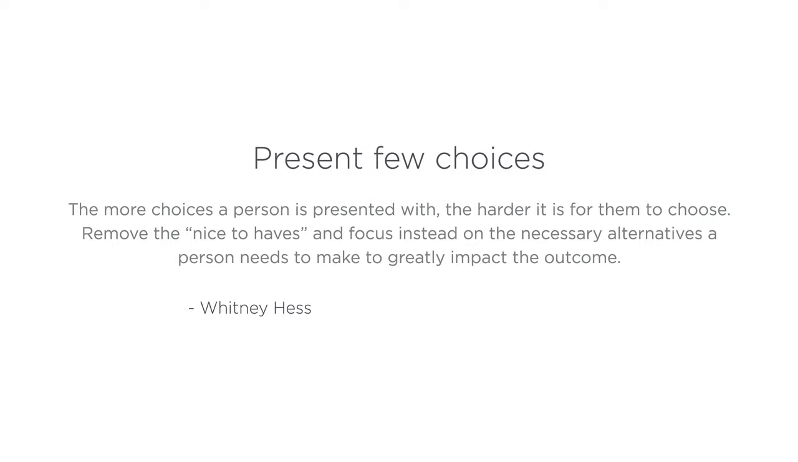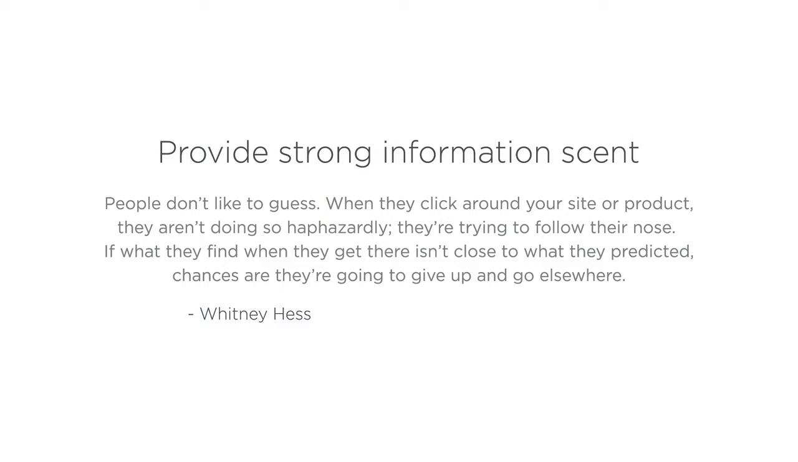Just some examples: Whitney Hess talks about presenting few choices as one of her usability heuristics, and she actually calls it a design principle. The idea behind that is that if we overwhelm our users with too many options, they don't know where to go, don't know what to click, don't know what to do next. If we can narrow down people's choices, it'll be much easier for them to pick one. Another one of Whitney Hess's that I really like is provide strong information scent. And this isn't something she came up with more than someone else.